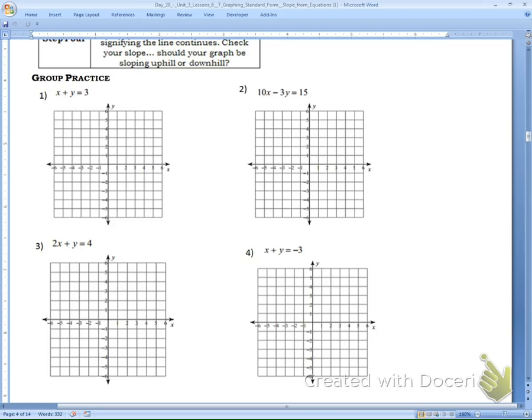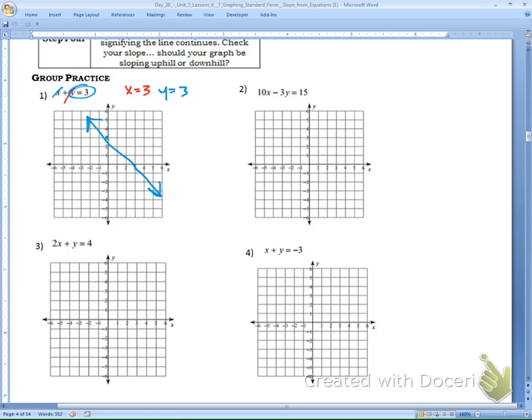When I don't see any coefficients at all on a problem, I generally will use my x and y intercepts. They're very simple to see. Notice if we find out what our x-intercept is, I can just cross off my y and I see x is equal to 3. That's my x-intercept. If I want to find out what my y-intercept is, I simply cross off the x term and I get y is equal to 3 as well. So I graph both of those points, 3 and 3, and draw my line. And that's what it should look like.